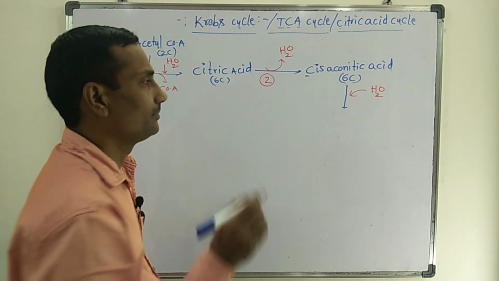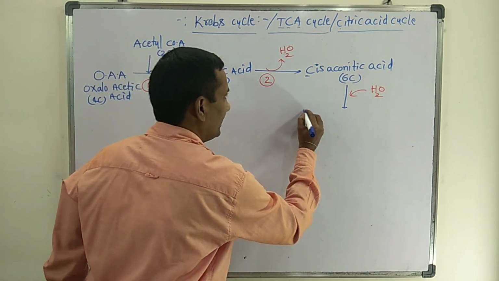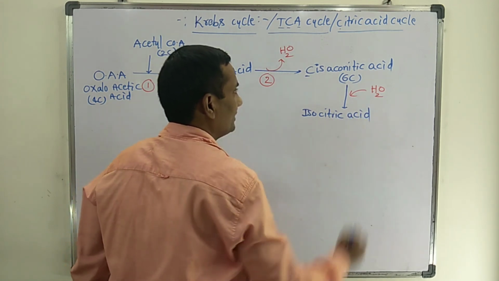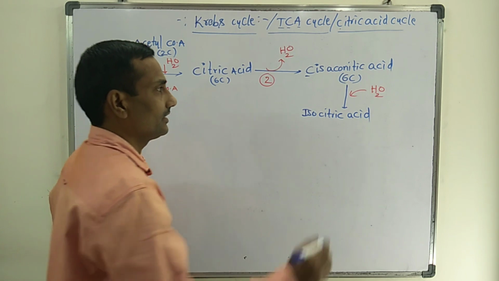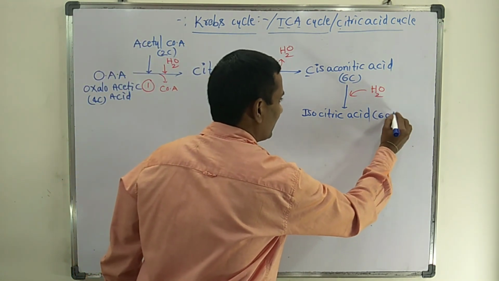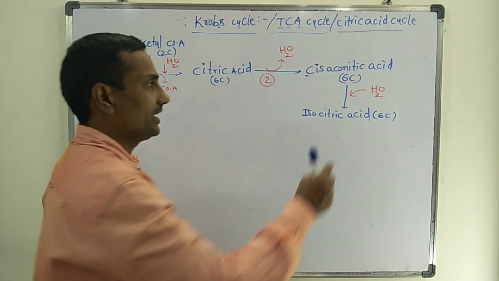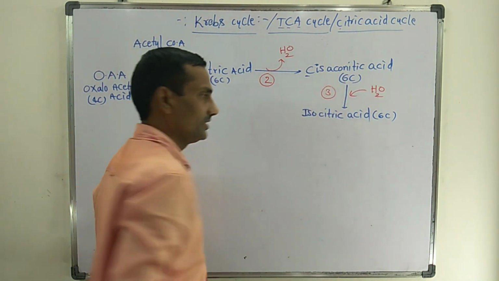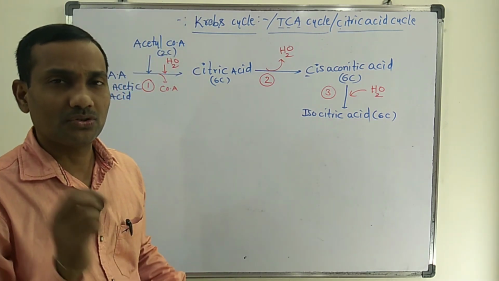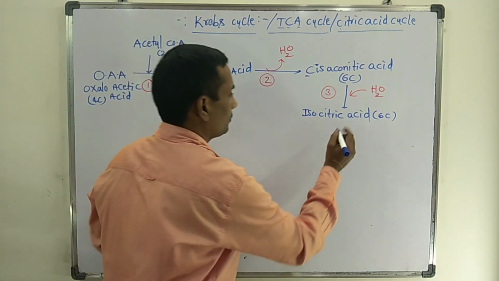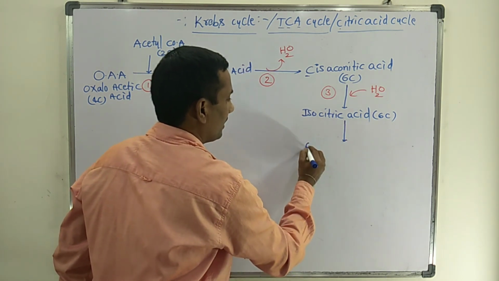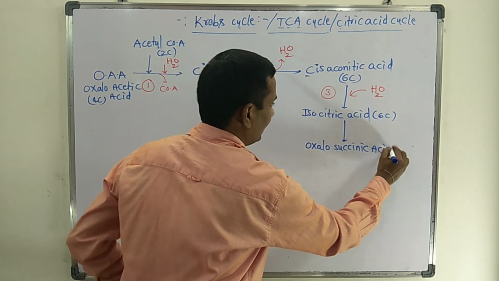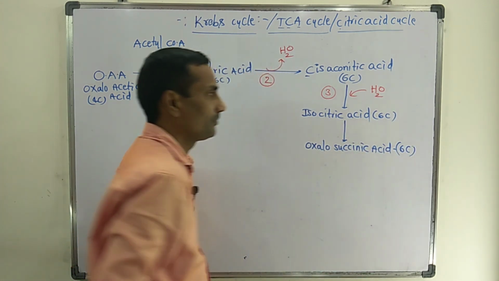Because of hydration, one chemical is formed, that is isocitric acid. That compound is also a 6-carbon compound. Because of adding of water, that is the third step. Now the fourth step leads to formation of oxalosuccinic acid. That is also a 6-carbon compound.